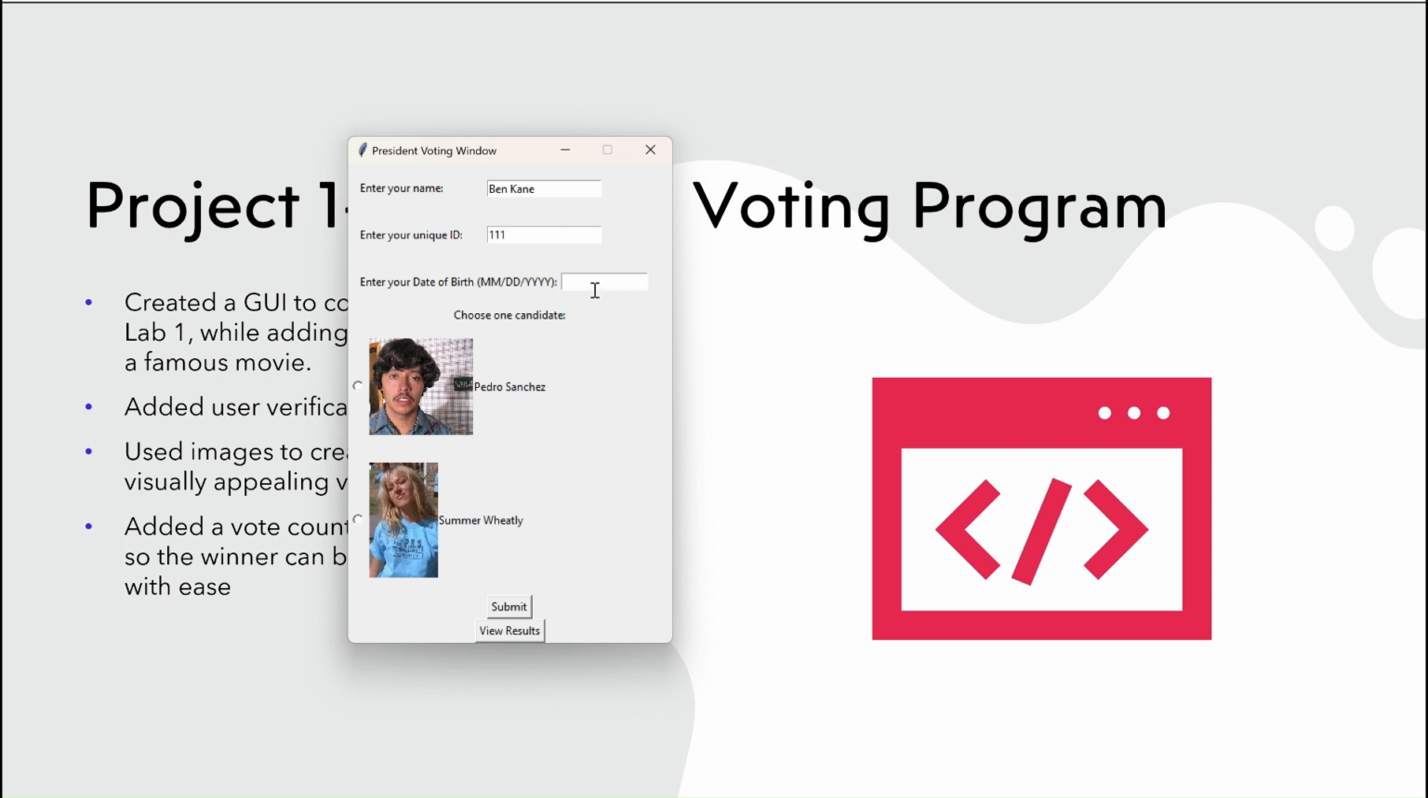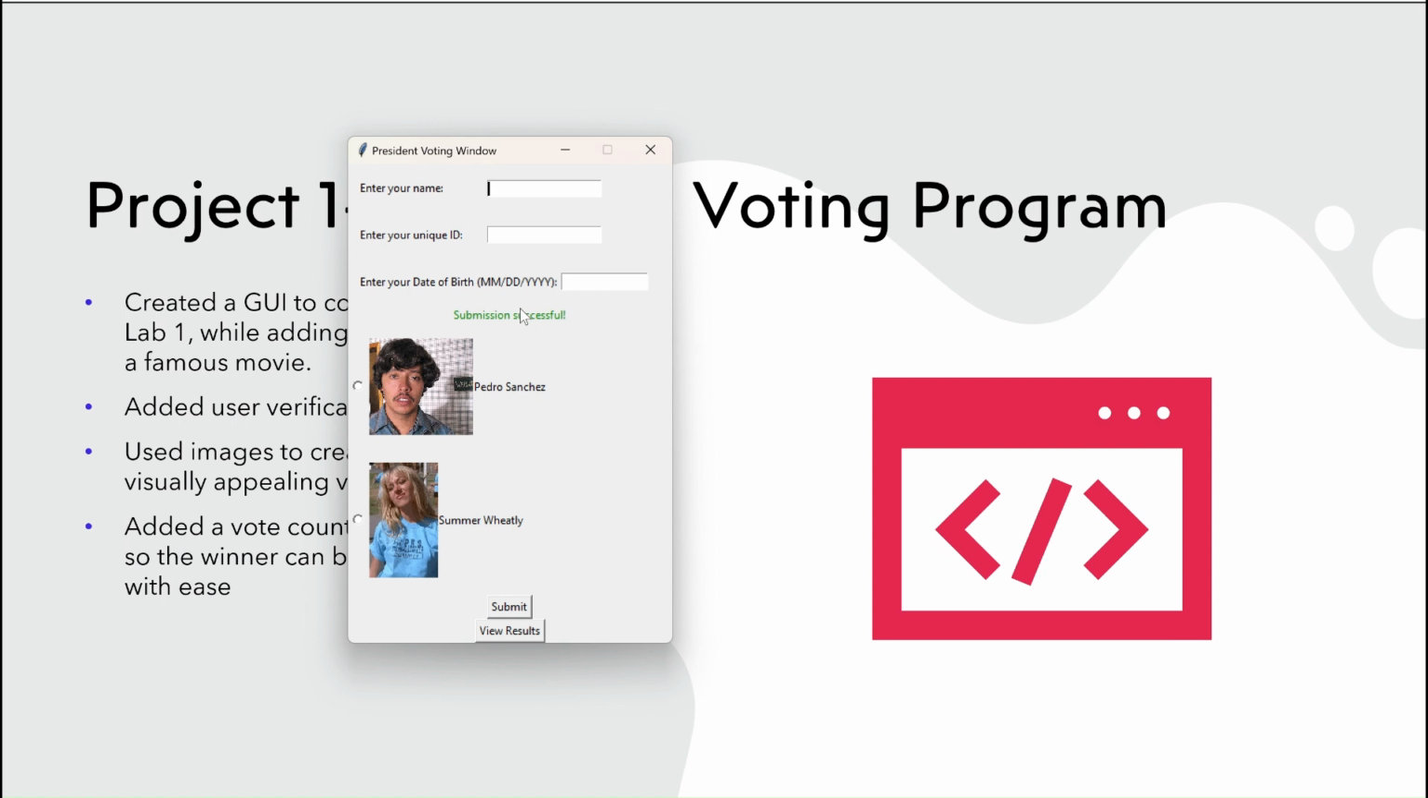But before I show you that, I'll go ahead and show you a complete submission, which there's my birthday. And then it'll ask me to choose a user or a candidate. I'll go with Pedro, and I'll click submit. And then it'll give me the screen label that says submission successful.